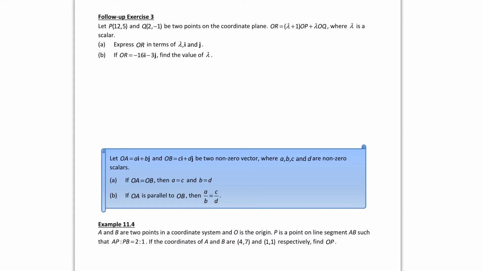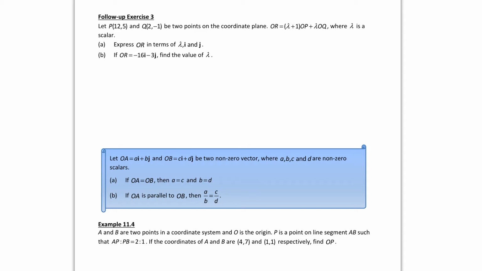Next page. Here is the conclusion of the previous two examples. If two vectors are equal, first of all, we need to know a must be equal to c, and b must be equal to d. Remember, these two vectors must be non-zero vectors. If two vectors are parallel, I know the ratio a over b must be equal to c over d. You may do follow-up exercise 3 and submit it through Google Classroom.